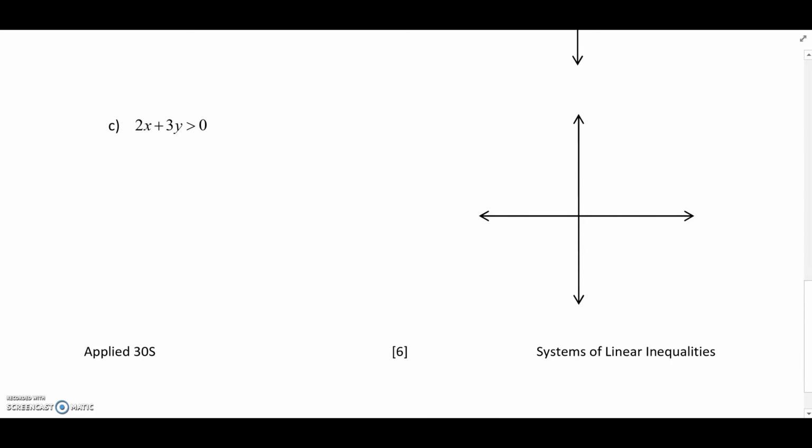Okay, so starting from the beginning, I'm going to look at this and see that I have to rearrange my inequality. So I'm going to subtract 2x from both sides. I've got 3y is greater than negative 2x. You could put the plus 0, but that's not necessary. And then divide through by 3. So y is greater than negative 2/3 x.